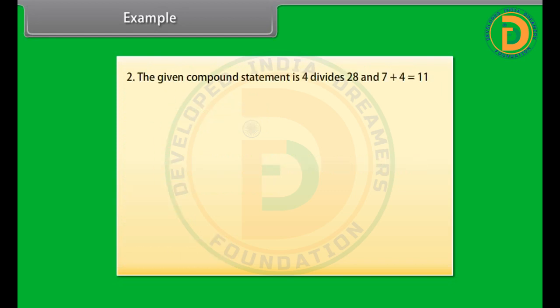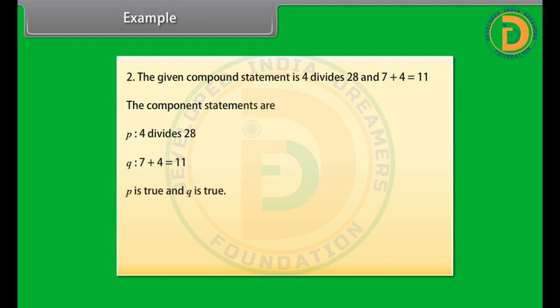2. The given compound statement is 4 divides 28 and 7 plus 4 is equal to 11. The component statements are P: 4 divides 28, Q: 7 plus 4 is equal to 11. P is true and Q is true. Hence, P and Q is true.